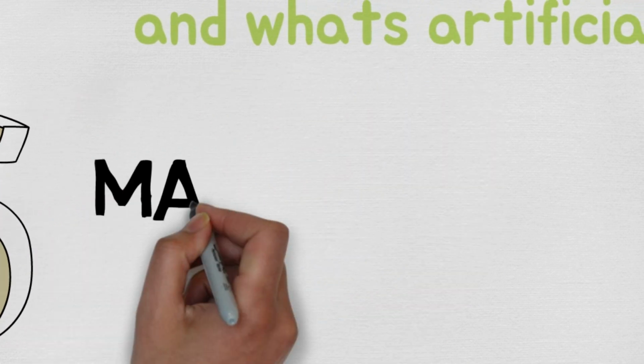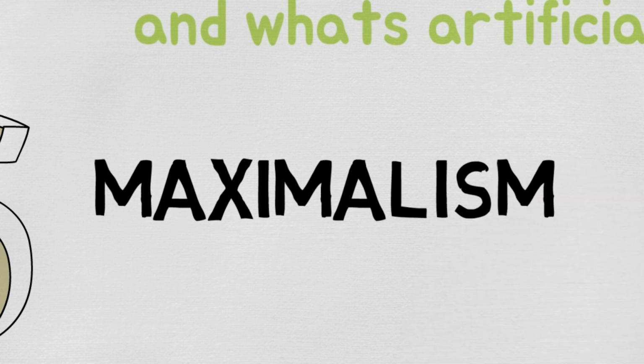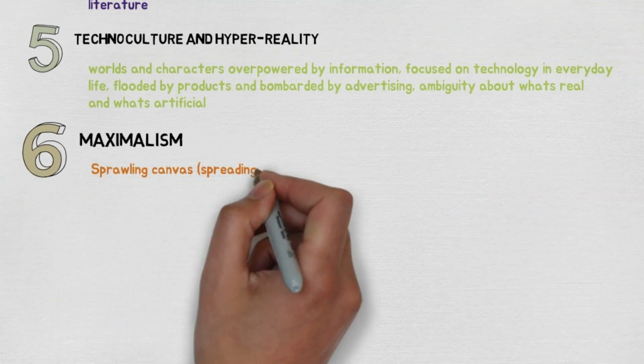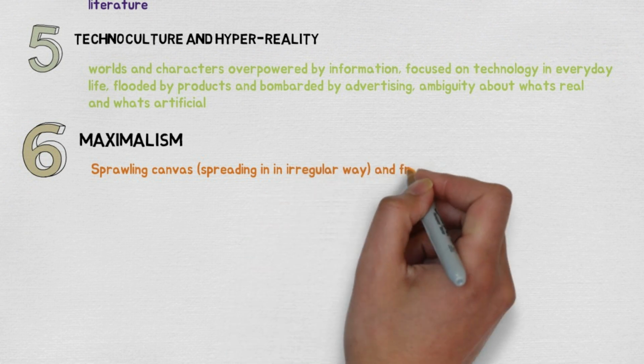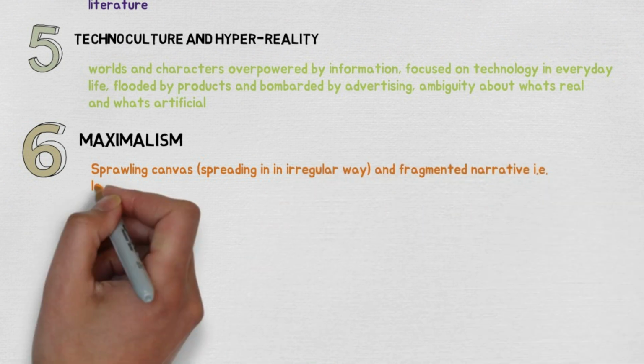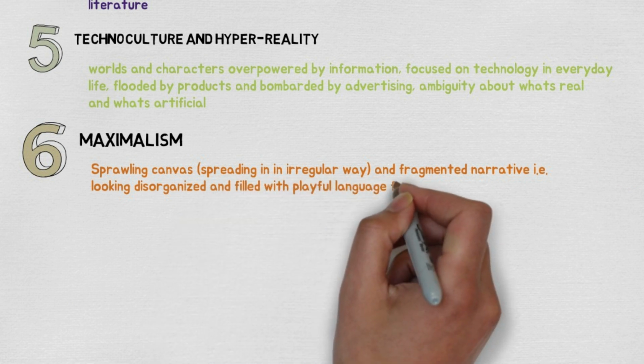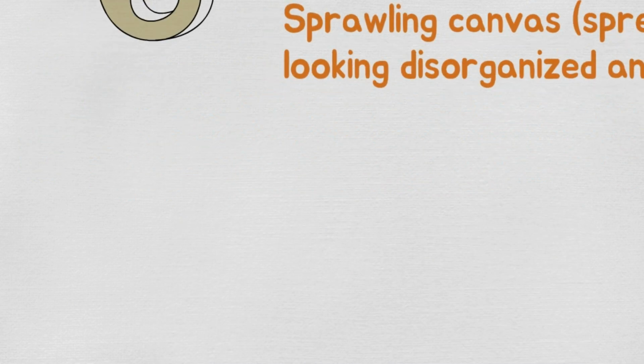So, in number six, we will discuss maximalism. Maximalism is all about a sprawling canvas, spreading in an irregular way, and fragmented narrative that is looking disorganized and filled with playful language for its own sake.